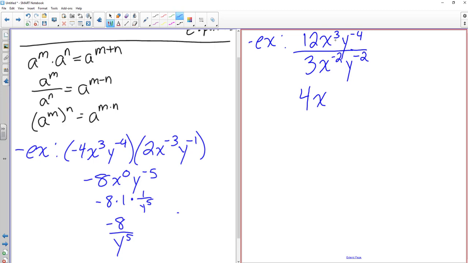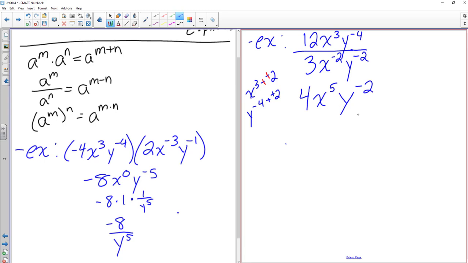So now the x part. 3 minus a negative 2. And I'm going to write this over to the side. So I'm doing x to the 3 minus negative 2. So remember, whenever we have minus a negative, that's going to change to plus. So the x part is going to become 3 plus 2, which is 5. And then the y to the negative fourth minus negative 2. So this will become plus 2. Negative 4 plus 2 is negative 2.